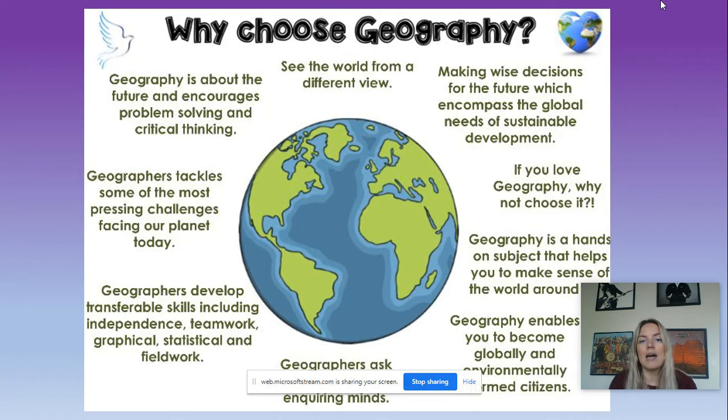Another key essential attribute of the geography course is the fieldwork. So you will be responsible for independent fieldwork. You'll go out, you will investigate a city and we do rivers, and then you will write a report on this. And again, this really sets you up nicely for either A-levels or university or going on to do your apprenticeship.